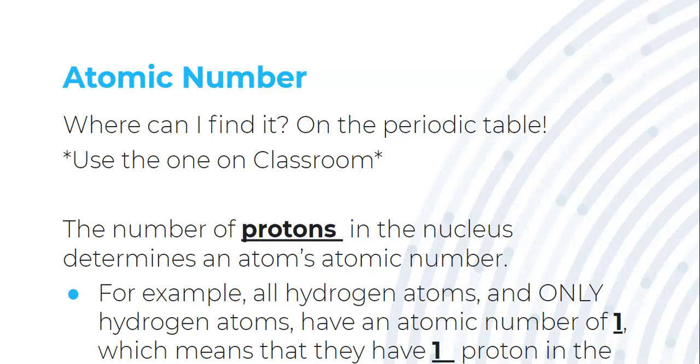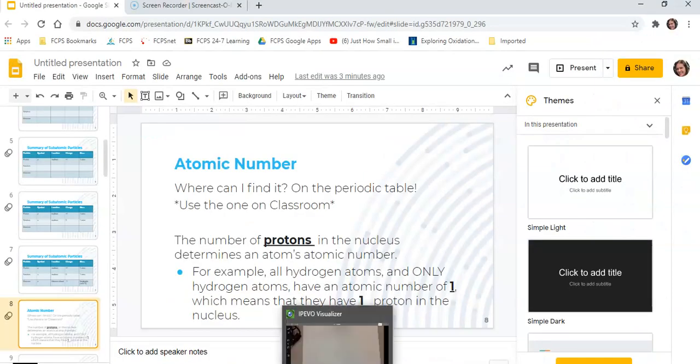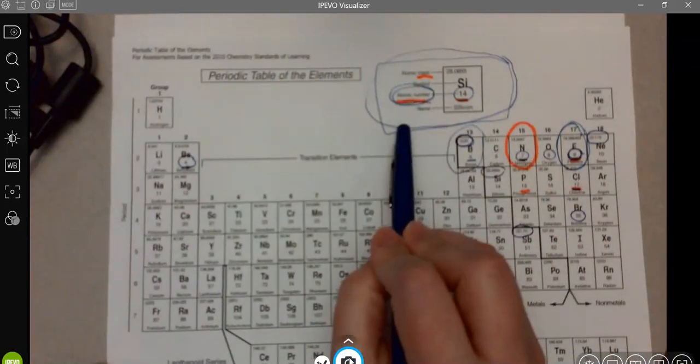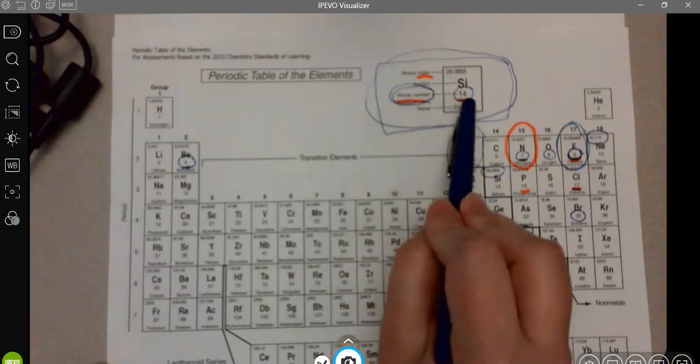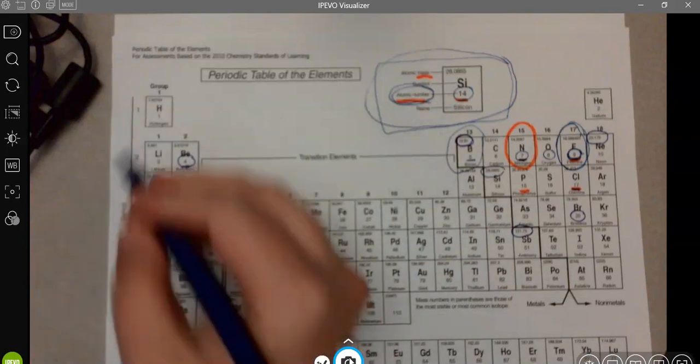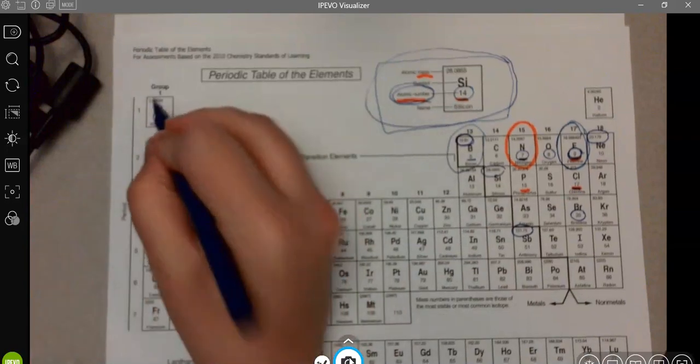Now, you can find the atomic number on your periodic table. I want you to use the one on Google Classroom, okay? So I'm going to show you quickly on my periodic table. When we look at the periodic table, it has this handy little key right here at the top that always tells you where the atomic number is. I've circled that for silicon. So when I look at hydrogen, for example, it has an atomic number of 1.